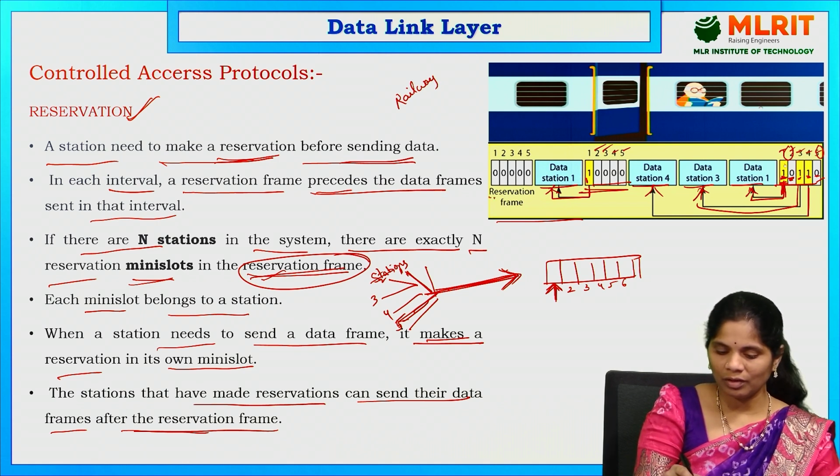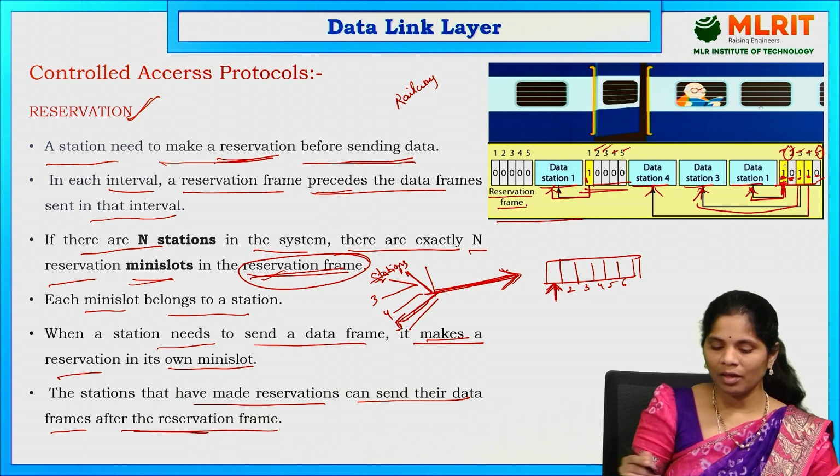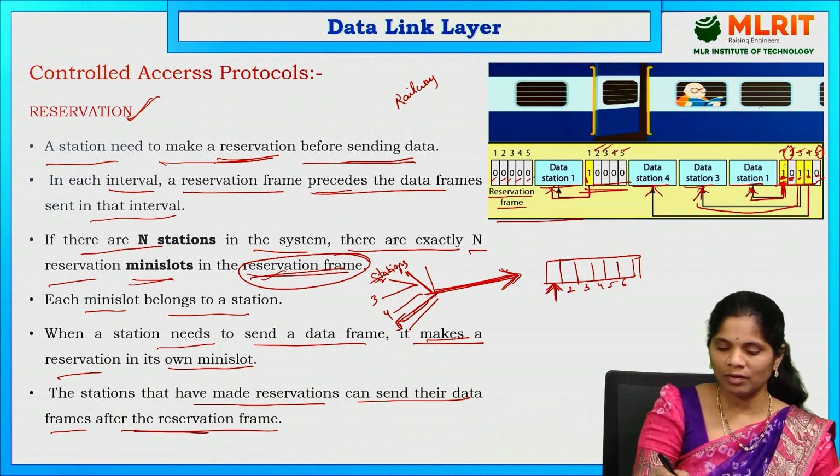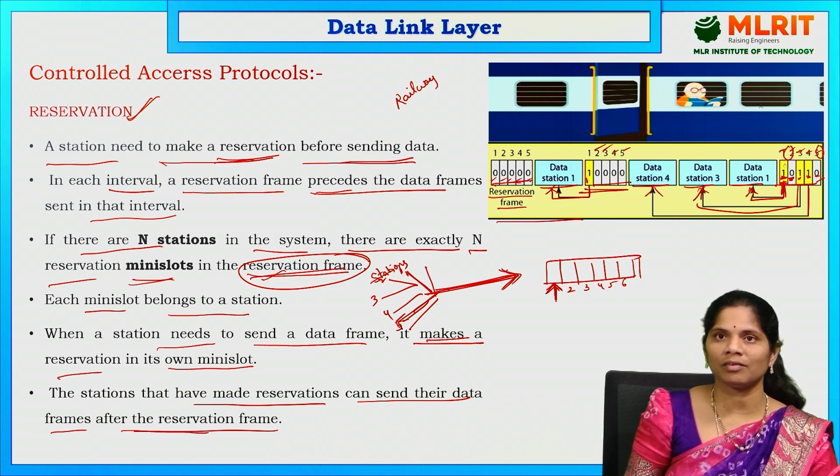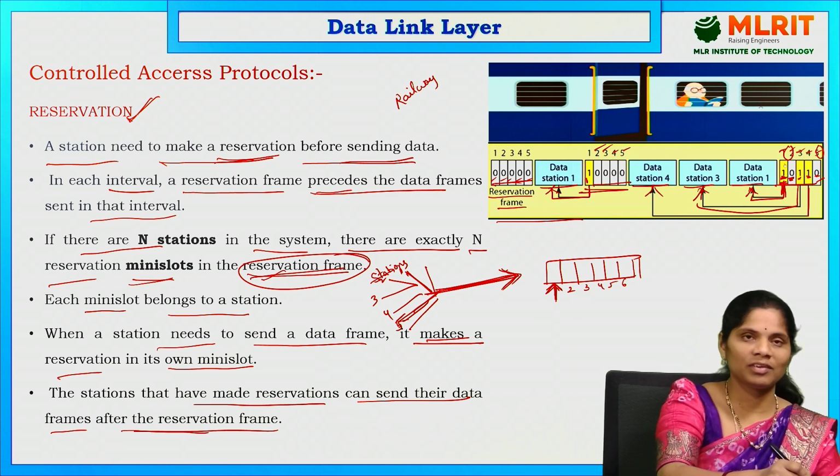Suppose we take this example reservation frame. Here all are 0, which means no one is ready for sending the data, so it is not allocated to any station. That is about the reservation. Before sending the data, we have to reserve first, and then only we can send the data. That is about the reservation.